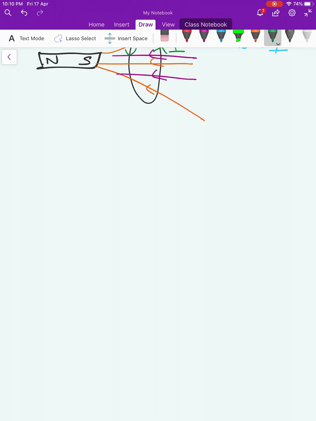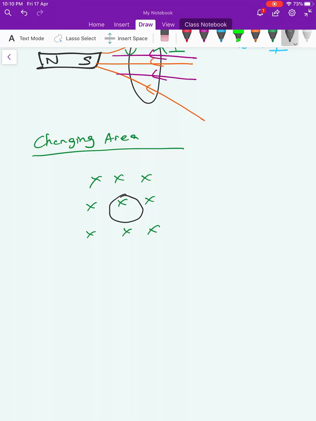Okay, 除了 changing magnetic field, 我也可以不只是 NBA 嘛, 我 change B, 我也可以 change 我的 A. Okay, so 这个是 changing area. So let's say 我有 maybe there's a magnetic field into the paper, right? Okay, magnetic field into the paper.